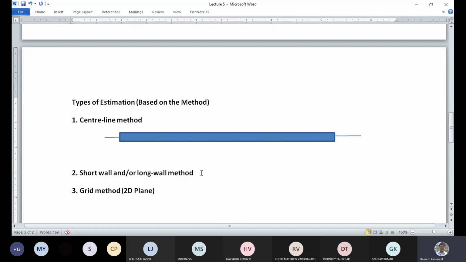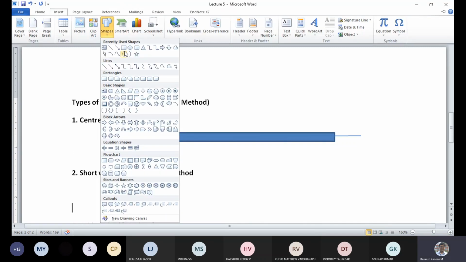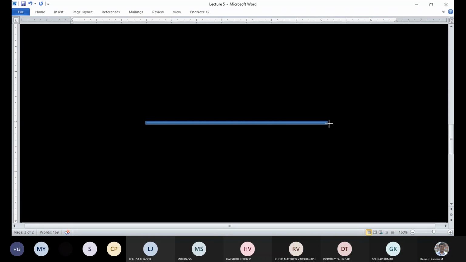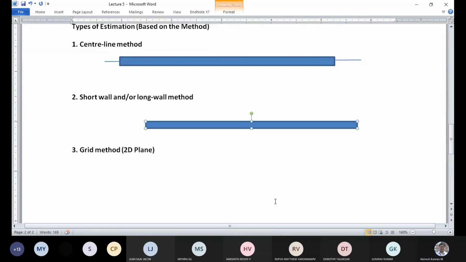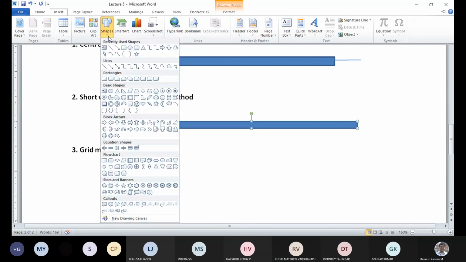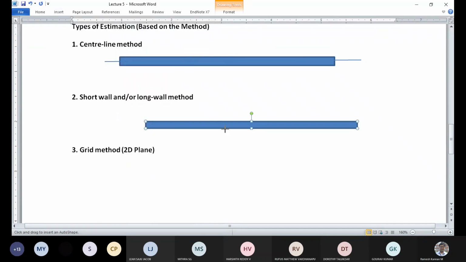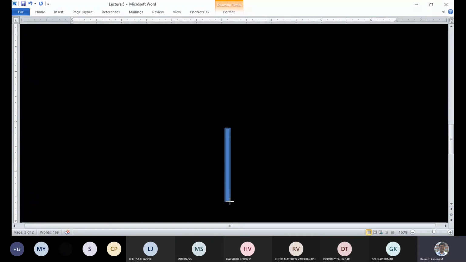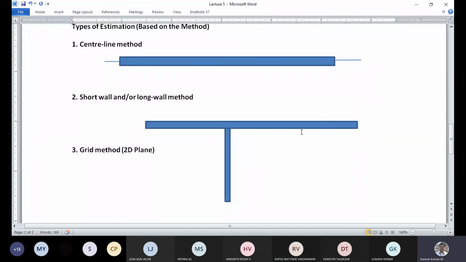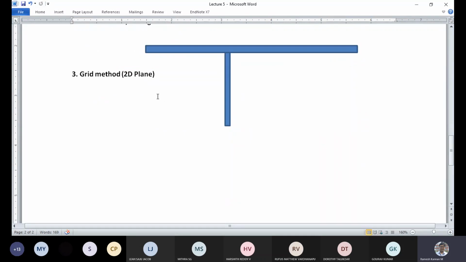So the long wall and short wall method is that. Same example, I'm going to give you. This is something called a long wall, and this is something called a short wall, right? When you compare to the length, this is small. So the number of long walls and the number of short walls are measured separately in the entire floor plan, and then it is given like that, right? So the grid method is very important.